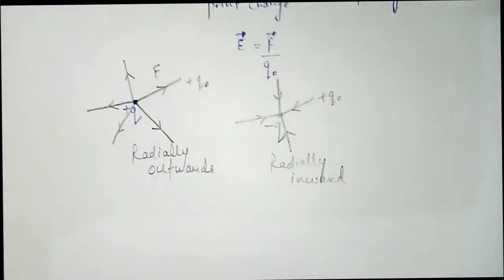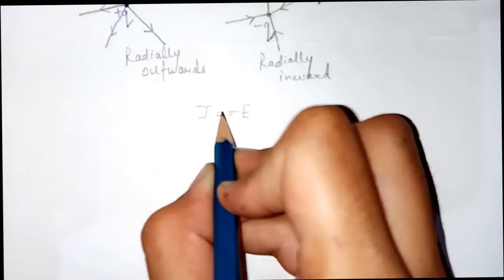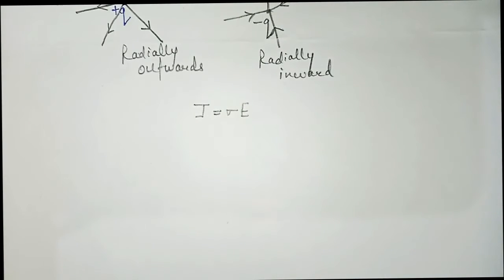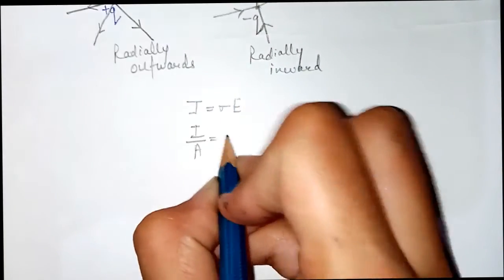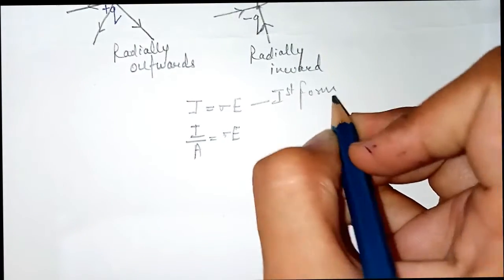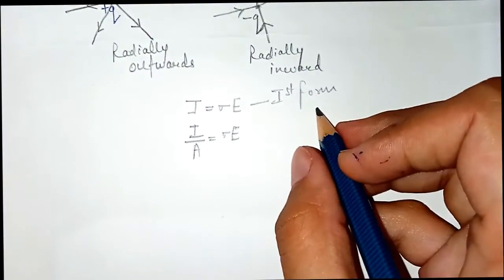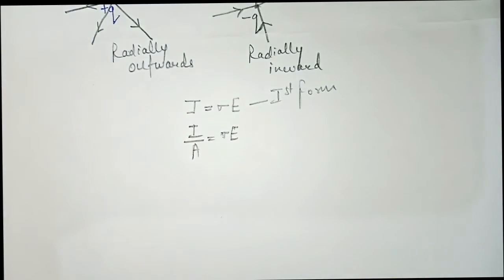As we know, J is equal to sigma E, and J must be equal to I by A from the previous definitions. So we write that I by A is equal to sigma E. Must remember, it is the first form of Ohm's law. You can say point or microscopic form. I by A is equal to sigma E.